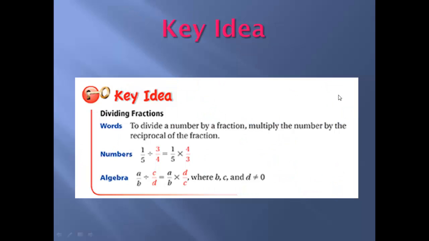Now we're going to look at a key idea for dividing fractions. To divide a number by a fraction, multiply the number by the reciprocal of the fraction. So our example is 1/5 divided by 3/4, which would be equal to 1/5 times 4/3. We do the reciprocal of the second fraction.